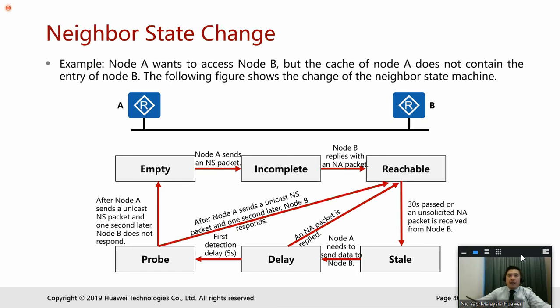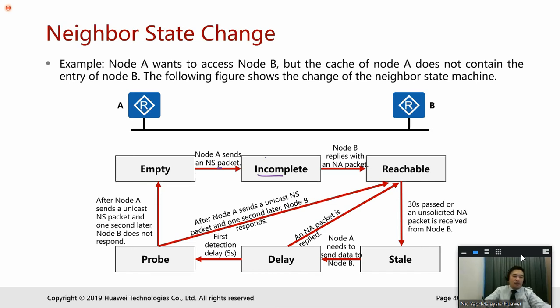So for node A, you send an NS message to generate a cache entry. Then the neighbor state of node A becomes incomplete. When node A first sends the NS packet, you go to the incomplete state before you get a reply from the NA from router B. So if router B replies with an NA message, then the neighbor state goes to reachable. From incomplete, they go to reachable. Otherwise, the neighbor state will change from incomplete to empty.